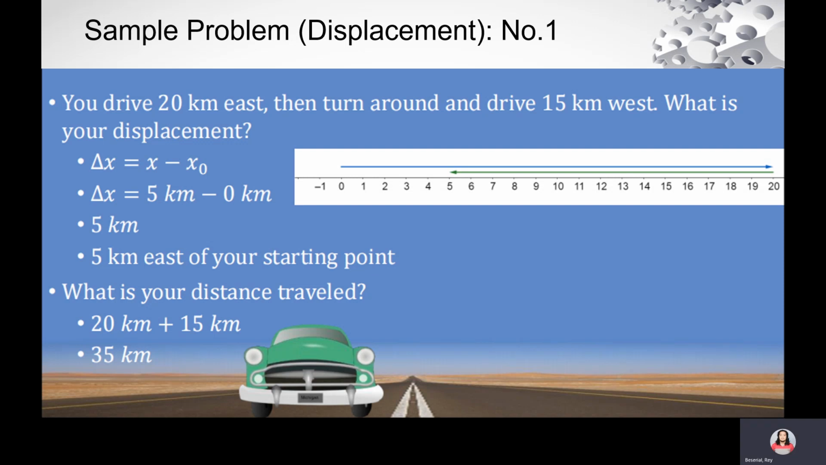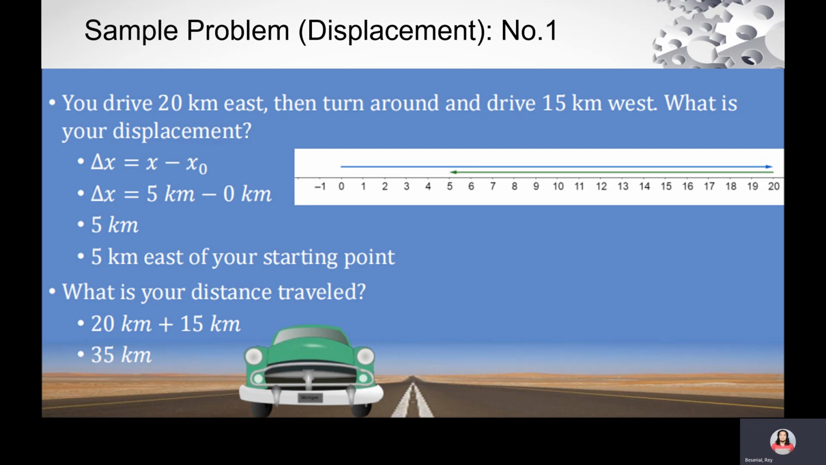So, next is what is your distance traveled? So, ito yung total distance, total length na na-travel nung car. So, meron tayong first 20 kilometers, and then again, meron tayong 15 kilometers. So, total distance traveled is 35 kilometers.